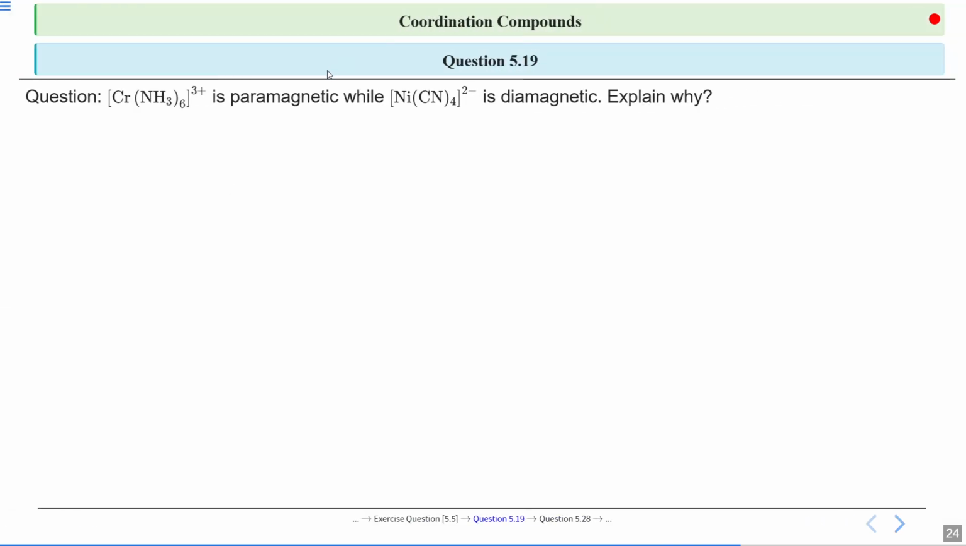Let's see our next question, question number 5.19. The question is: [Cr(NH3)6]3+ is paramagnetic, while [Ni(CN)4]2- is diamagnetic. Explain why. You have been given some time. Try to solve this and then we will see the correct answer.